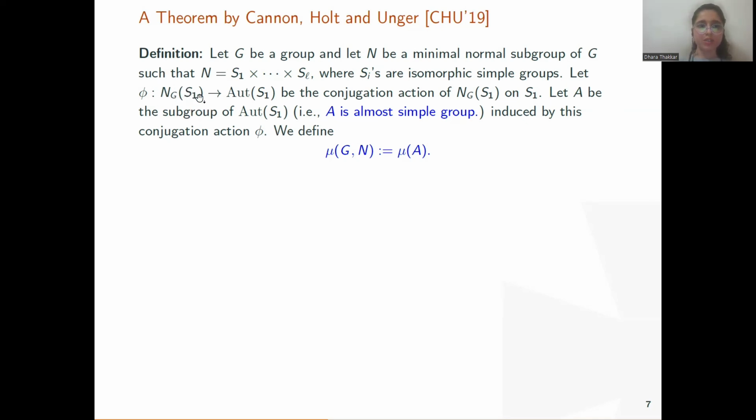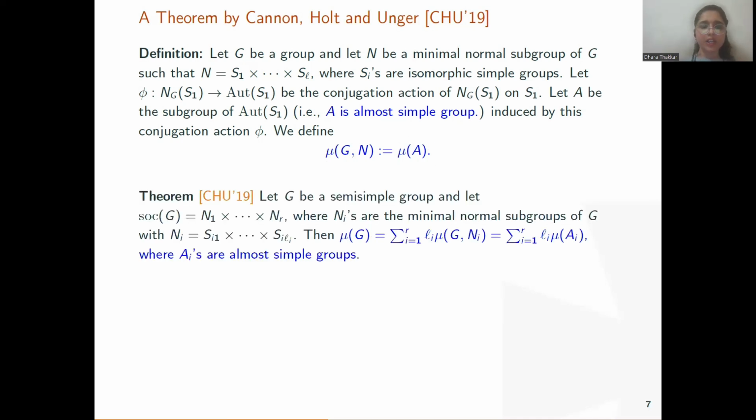So it is the normalizer of S1 in G, quotient by the kernel of phi. That is nothing but A. So A is a quotient group. And since it is a subgroup of Aut(S1) and it contains S1, it is an almost simple group. Now we define mu(G, N) equal to mu(A).